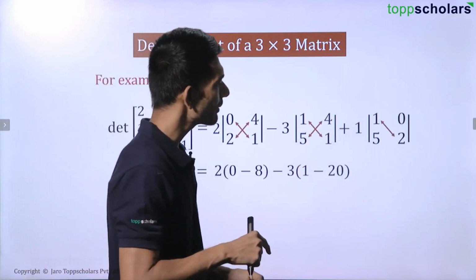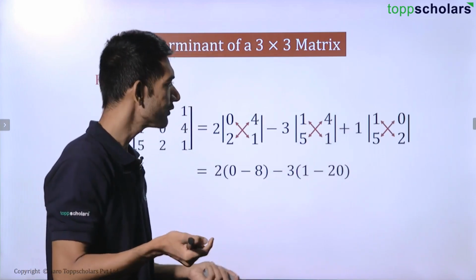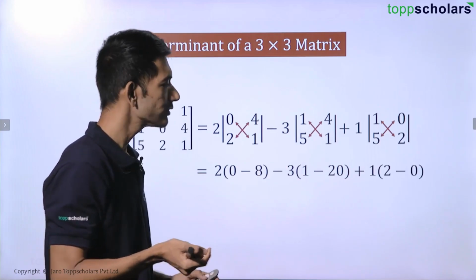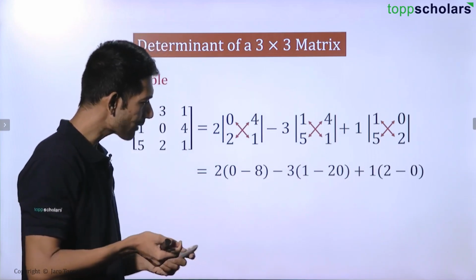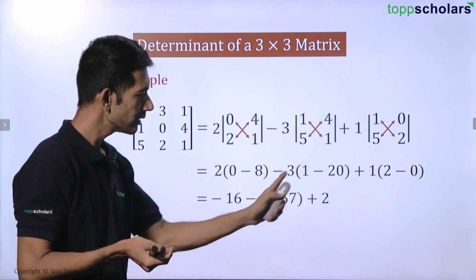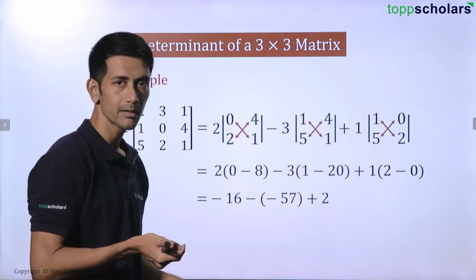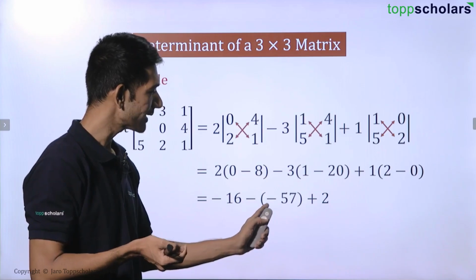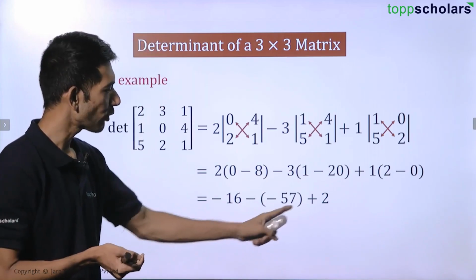Here also 1 multiplied by 2 is 2. 0 multiplied by 5 is 0. So 2 minus 0 is 2 further. So here 2 multiplied by minus 8 is going to give me minus 16. Now this is 1 minus 20 is minus 19. Minus 3 multiplied by minus 19. Further it is going to be positive and that is plus 2.